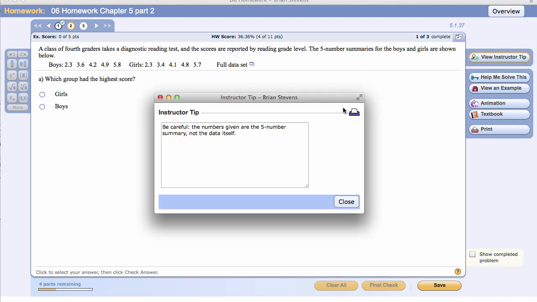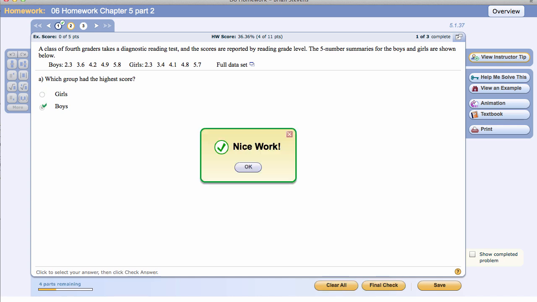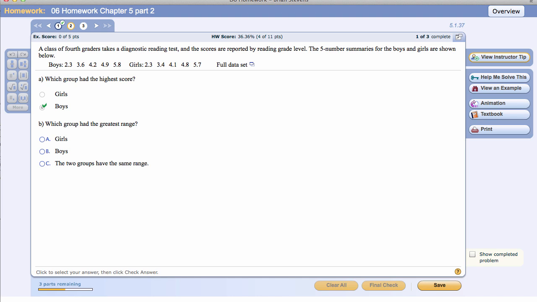Going on to the next problem, we have the 5-number summary. This is not the data. So which group had the highest score? Just looking at the data, we can see the max for boys, which is the highest. Which group had the greatest range?